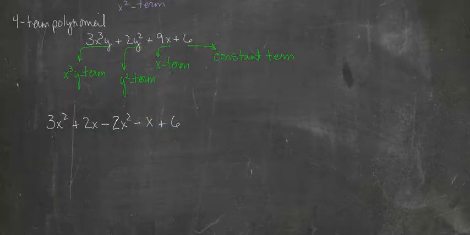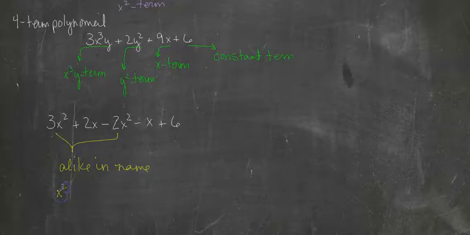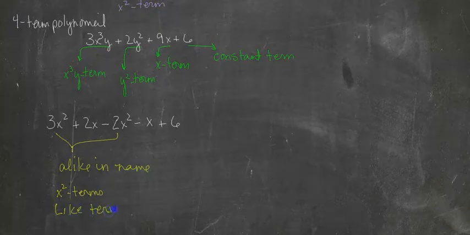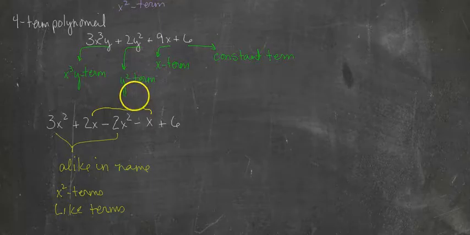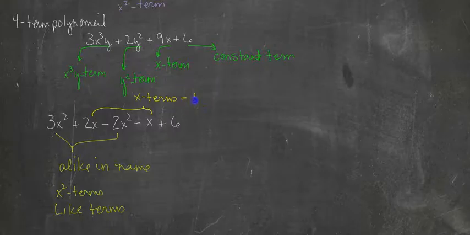All right, so let's look at this. Our instinct is to call this a 1, 2, 3, 4, 5-term polynomial, but we would be incorrect. And the reason is, notice that some of these are alike, right? This and this are alike in name. They're both x squared terms. So we call these like terms. And we call them like terms because they're alike based on their name, the x squared term. Same thing here. We have a 2x and a minus x. So these are alike. These are x terms. We're actually not going to say alike, we're going to call them like terms. Okay, so those are like terms.